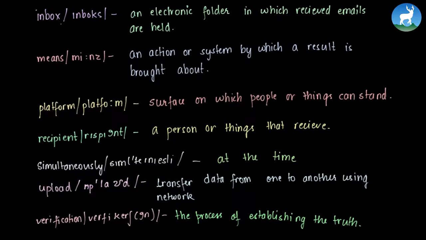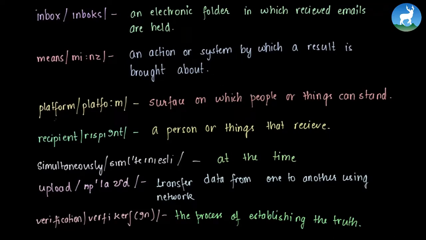So inbox comes after image, which means an electronic folder in which received emails are held. After inbox comes means. So we don't have any words starting from J, K, L. We directly have words starting from M. So means comes after inbox, which means an action or system by which a result is brought about.